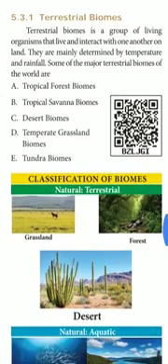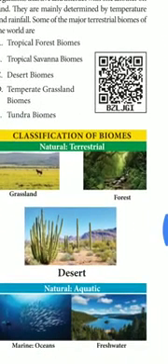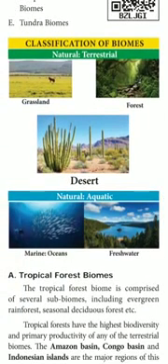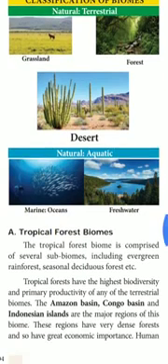So, from this picture, what do you understand? Classification of biomes. Here, natural, terrestrial and aquatic. Terrestrial: grassland, forest, desert. Aquatic: marine, ocean and freshwater. So, first one is the tropical forest biomes. What do you mean by tropical forest biomes?